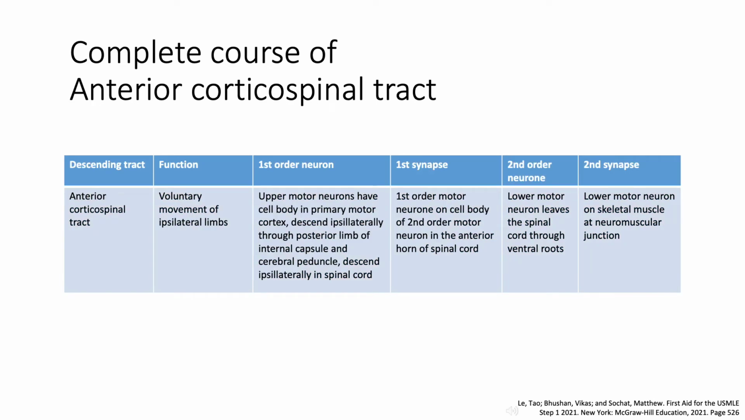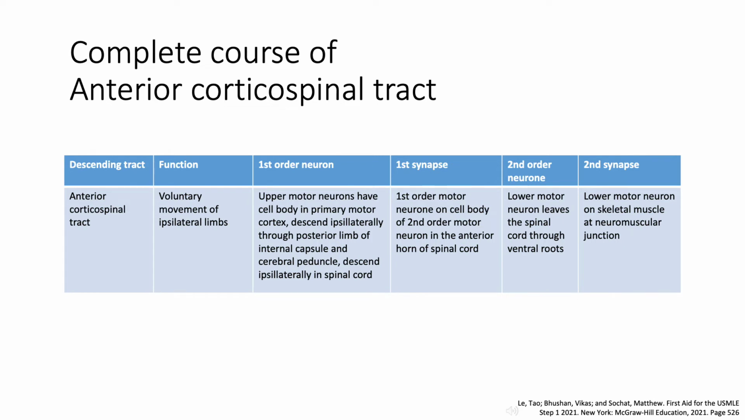On this slide we have a table similar to the previous one, but now we will summarize a complete course of the anterior instead of the lateral corticospinal tract. Okay, so name of the tract, anterior corticospinal tract, function, voluntary movement of ipsilateral part of the core, then first order neuron, upper motor neurons with their cell body in the primary motor cortex descending ipsilaterally through the posterior limb of the internal capsule and the cerebral peduncle, and then descending again ipsilaterally in the spinal cord, therefore no crossing, no participation in the pyramidal decussation.